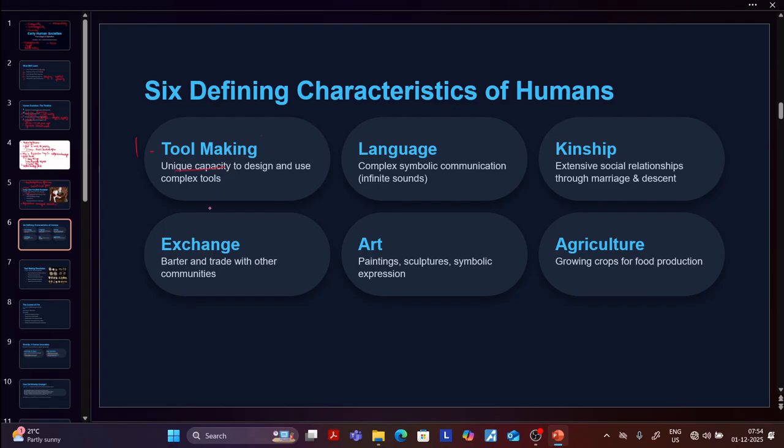Now, other animals do use tools. Chimpanzees use sticks to fish for termites. Birds use stones. But humans design tools for purposes beyond immediate use. We design tools.